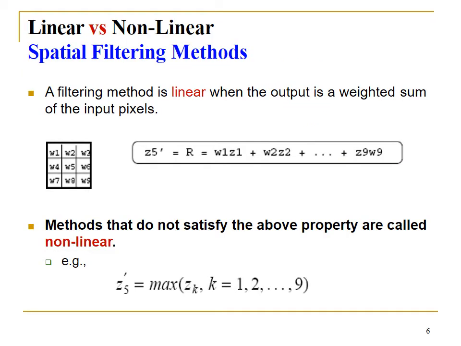We have two techniques, so we can choose either linear methods or non-linear methods. In spatial filtering, a linear method is one where the output is a weighted sum of all the input pixel values. Similarly, the non-linear case will not satisfy the linear property that we already used. So in order to calculate the value of z5 dash, we take the maximum of zk values, where the k value ranges from 1 up to 9.